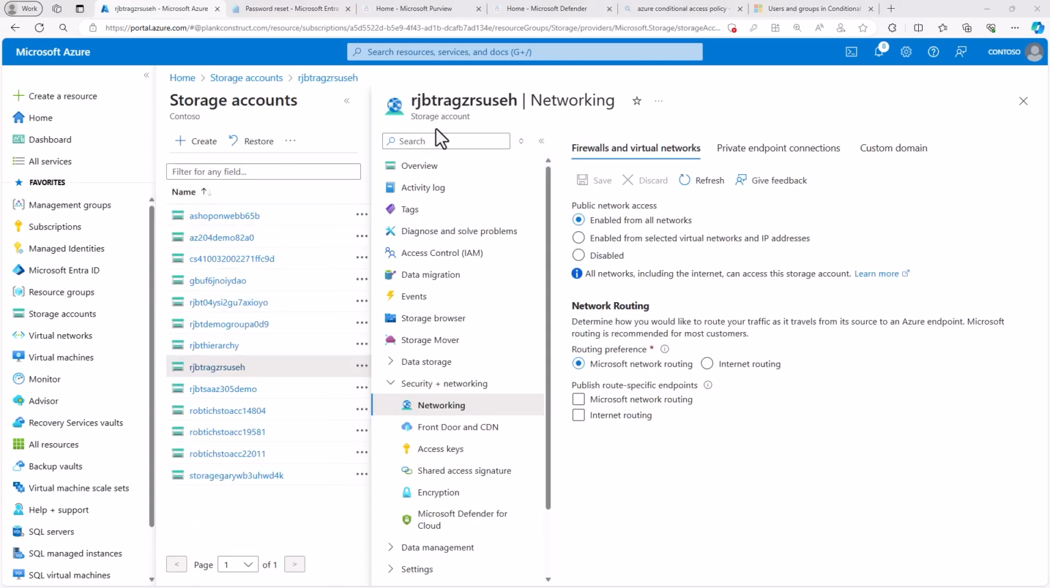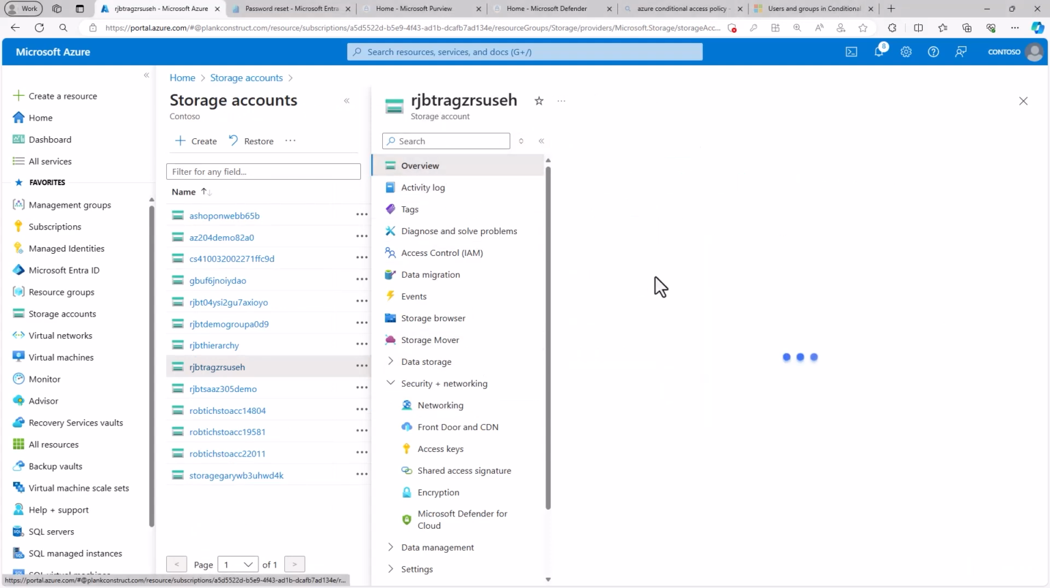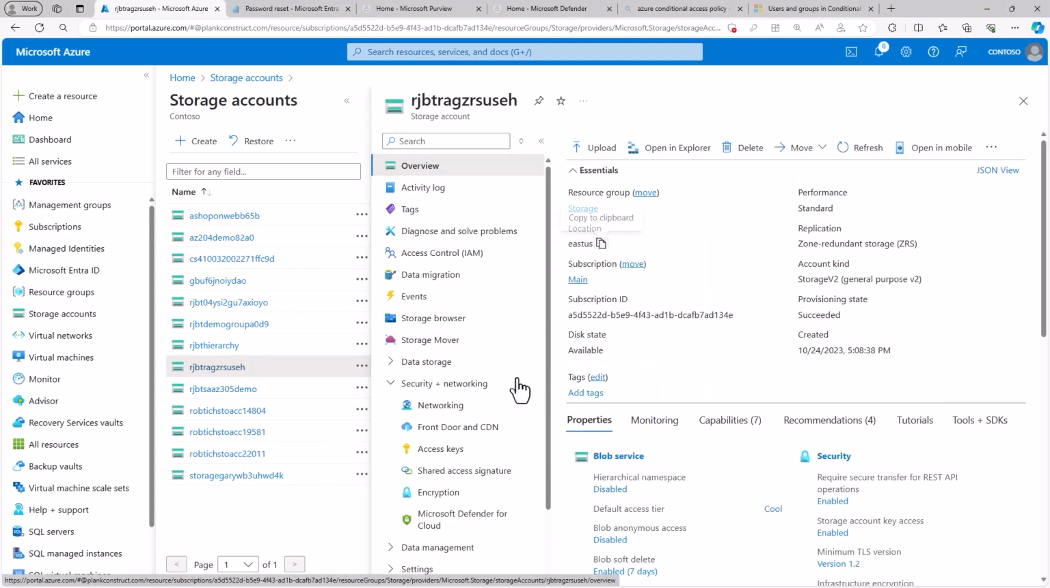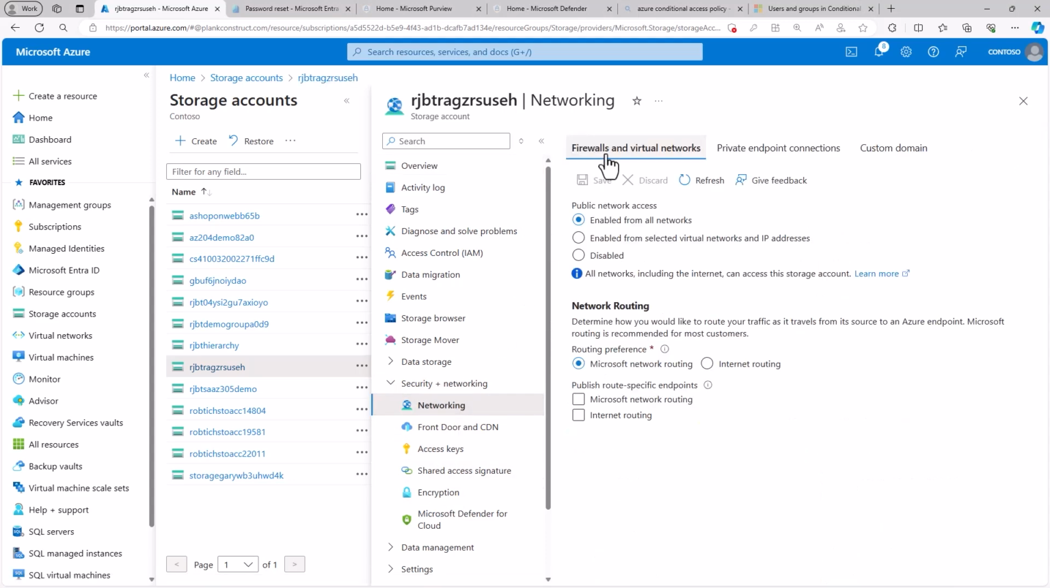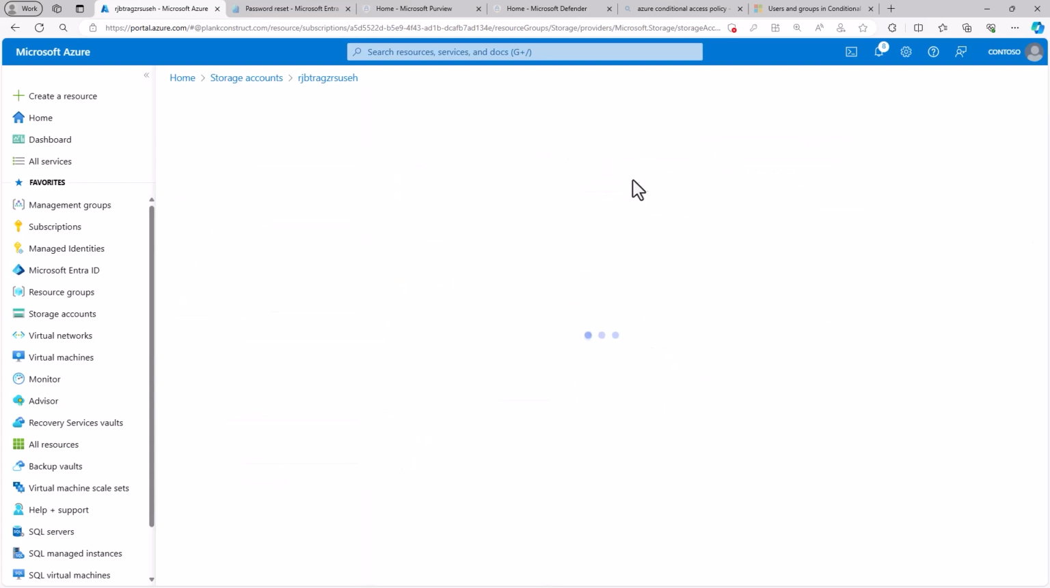So I've switched to an Azure storage account. You'll see that this storage account has been deployed into East US. And what I can now do is under networking, I could create firewalls and virtual networks, or I can create a private endpoint connection to this storage account. So that's what I'm going to do. I'm going to create a private endpoint.